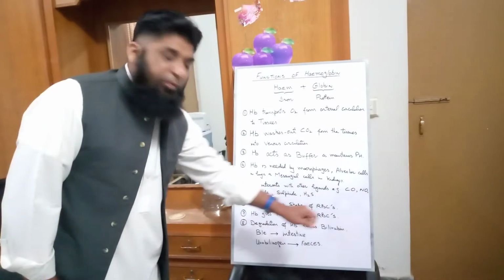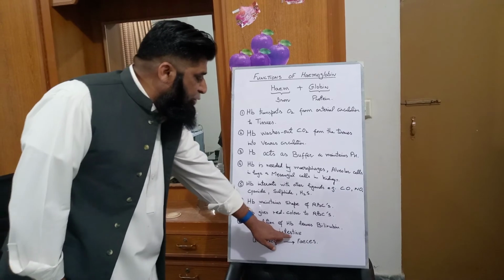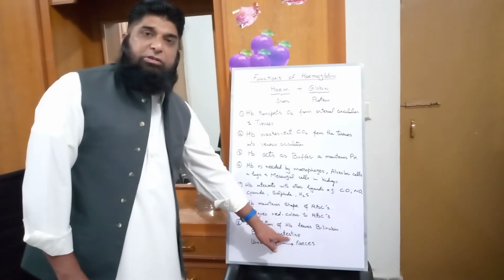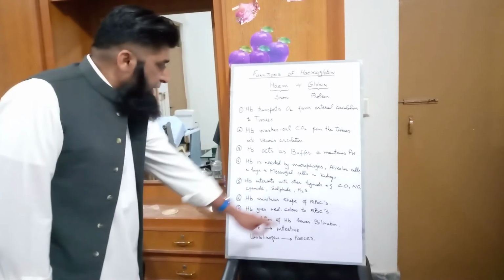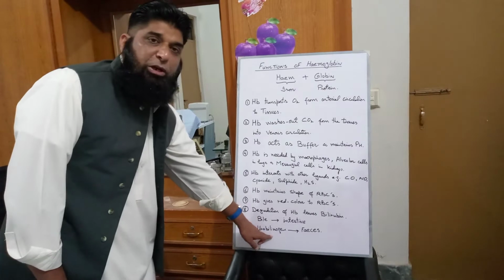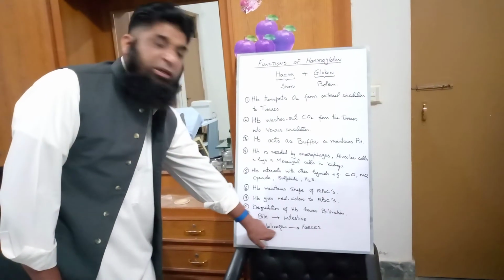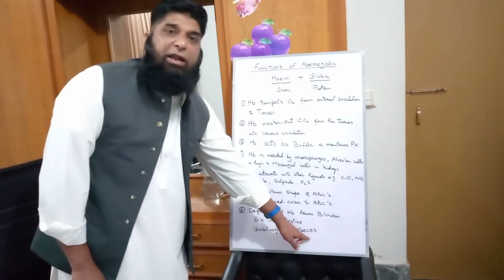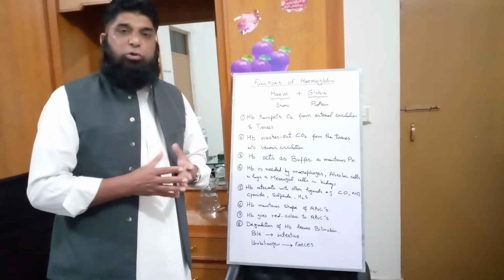This bilirubin is converted into bile, which is used in the intestines by the gallbladder. This bilirubin is converted into urobilinogen, and this urobilinogen is present in human feces, and it gives golden yellow color to the human stools.